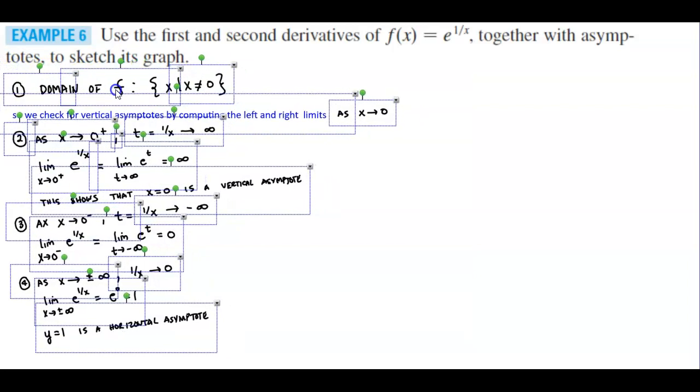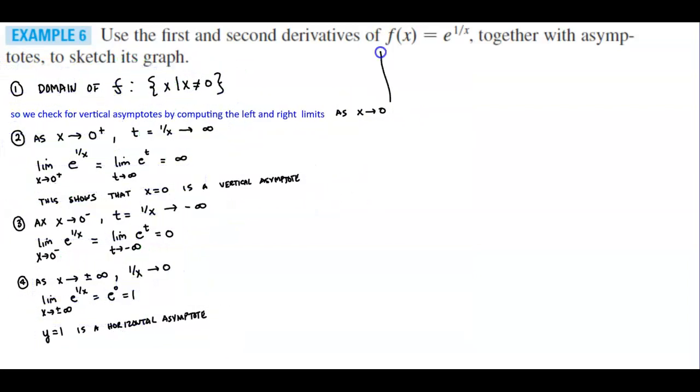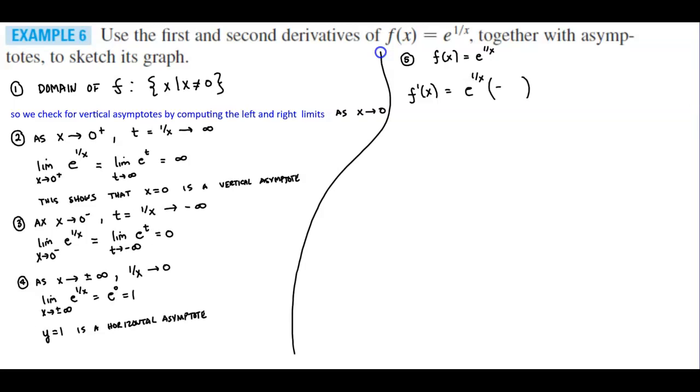I'm going to move this over just a tiny bit. In step number 5, we want to find the derivative of this function. We know that the function f of x is equal to e to the 1 over x. If we want to find the derivative, we have f prime of x, which is going to equal e to the power of 1 over x, times the derivative of 1 over x. We know the derivative of 1 over x is negative 1 over x squared. Now that's the first derivative.